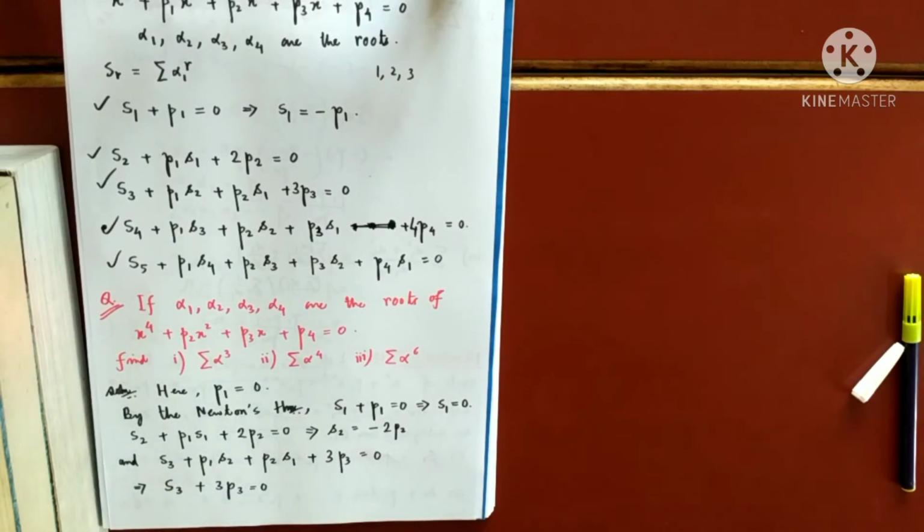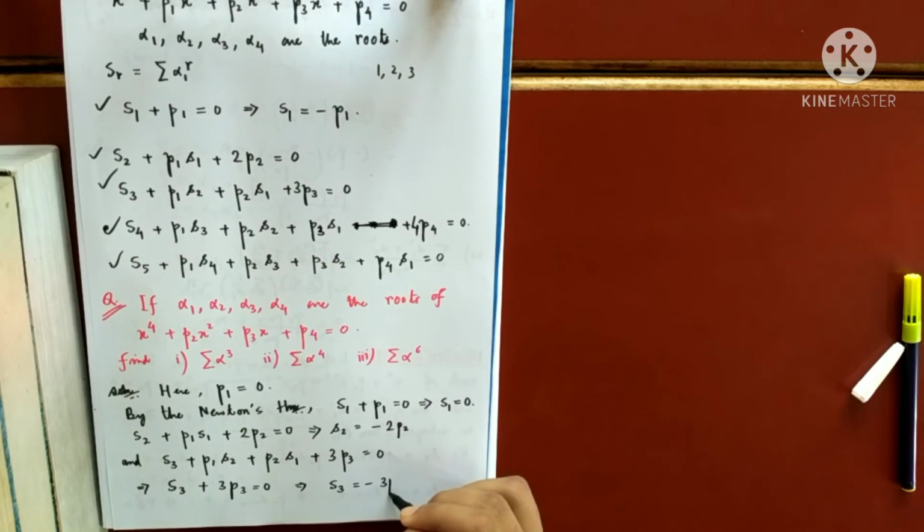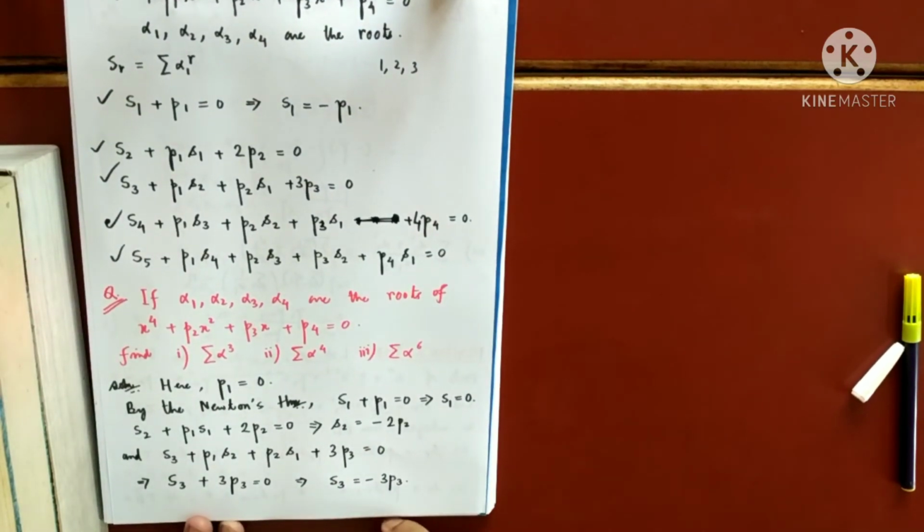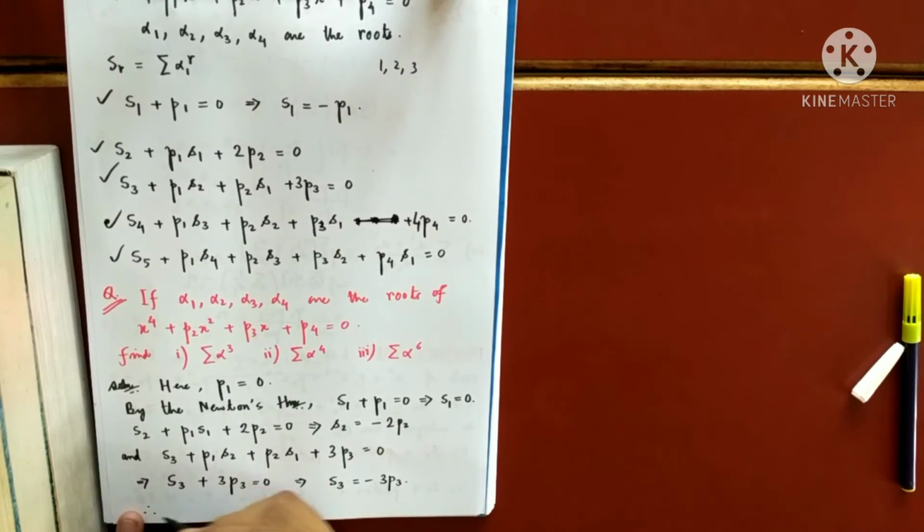So what is the value of S3? My S3 is minus 3P3. And I had to find S3, right? So therefore, number 1. What is the answer to number 1? Summation alpha cube, which is nothing but S3, which is nothing but minus 3P3 is your answer. Did you understand? If you have any confusion, please ask.